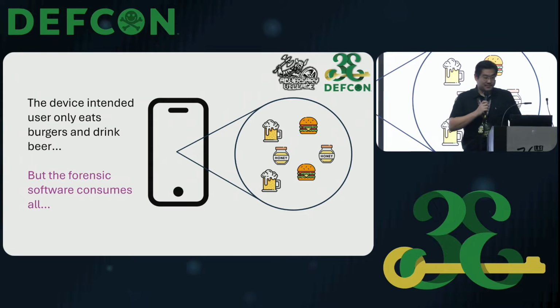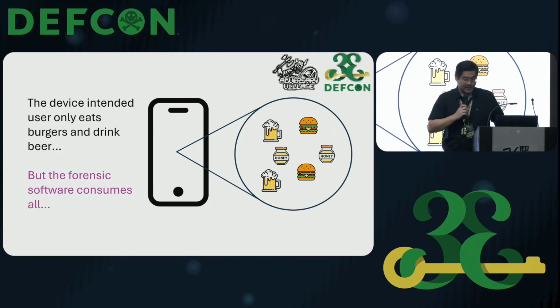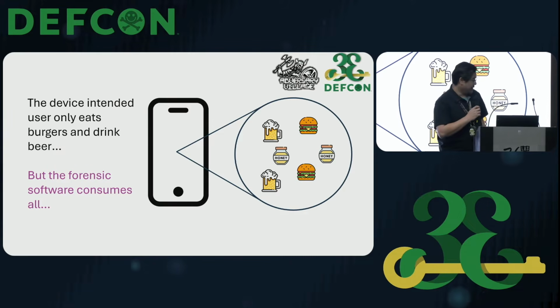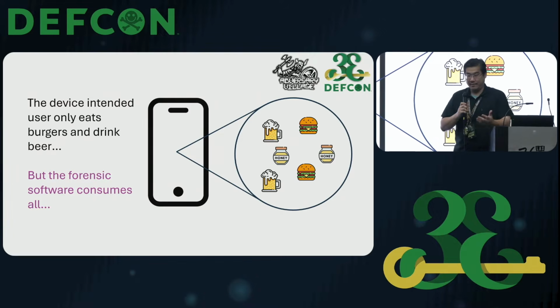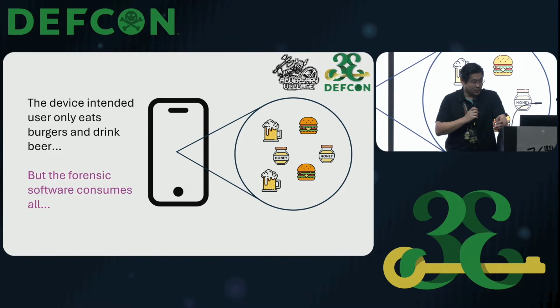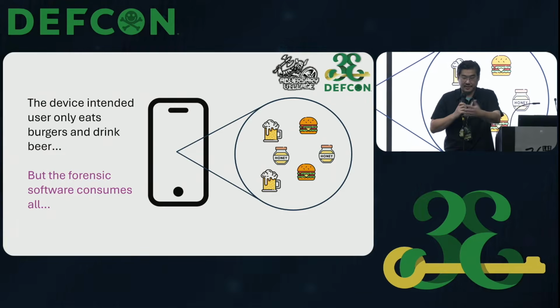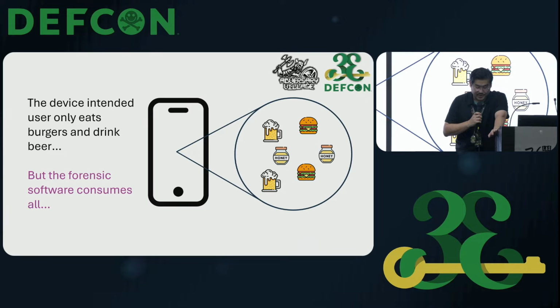So we actually employ this approach. And before we go into the honey tokens itself, which Isaac will talk about, think about this whole situation for a second. As a device user, if you have a mobile device, you typically only use certain things in the phone. Your device's intended user, let's say in this picture here, you have burgers, you have honey, you have beer. You typically only eat burgers or drink beer, right?